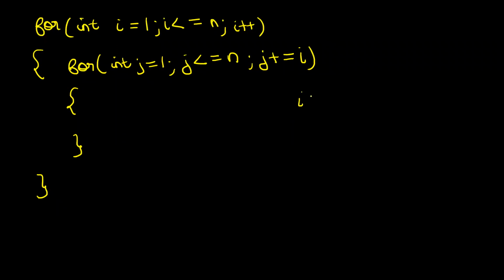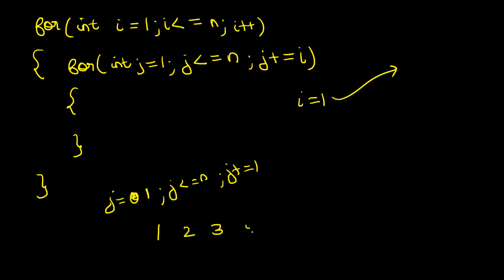So can you tell me, for I equal to 1, how many times will the inner loop run? J equal to 1, J less than or equal to n, J plus equal to 1. So what will happen? First J will take a value 1, then 2, then 3, then 4, till n. So does everyone agree that for I equal to 1, the inner loop runs n times? Does everyone agree?